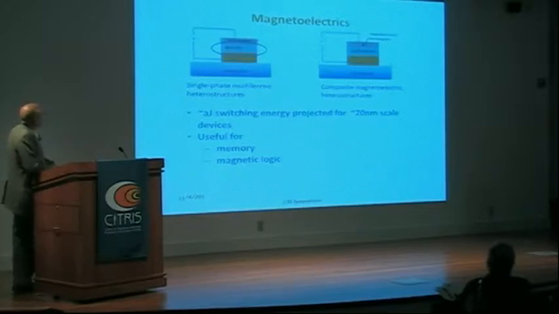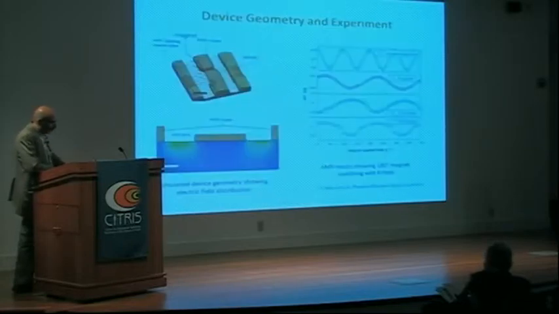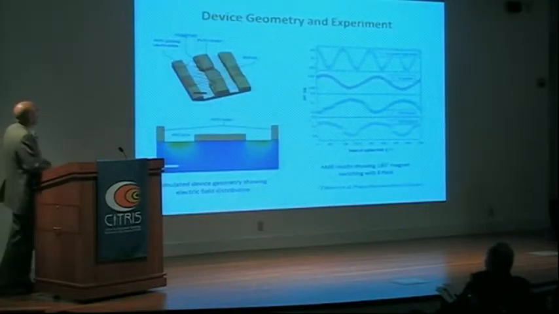But the beauty here is that we could potentially actuate magnets purely by the application of an electric field across this material, which is an insulator. It's a ferroelectric, but there's no direct current that flows. We're basically charging up a capacitor again. This is being actively researched for memory, and what I want to talk about is its potential use for magnetic logic.